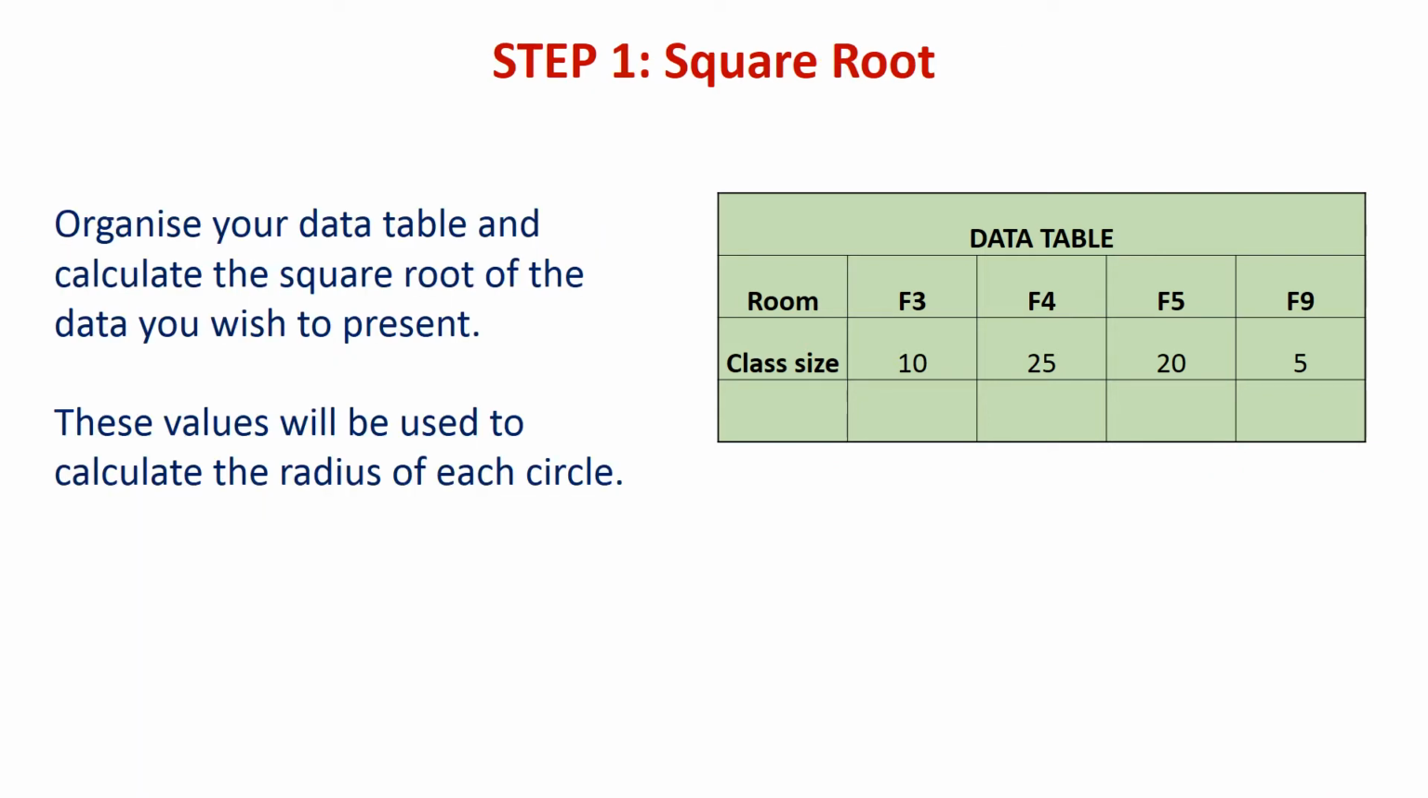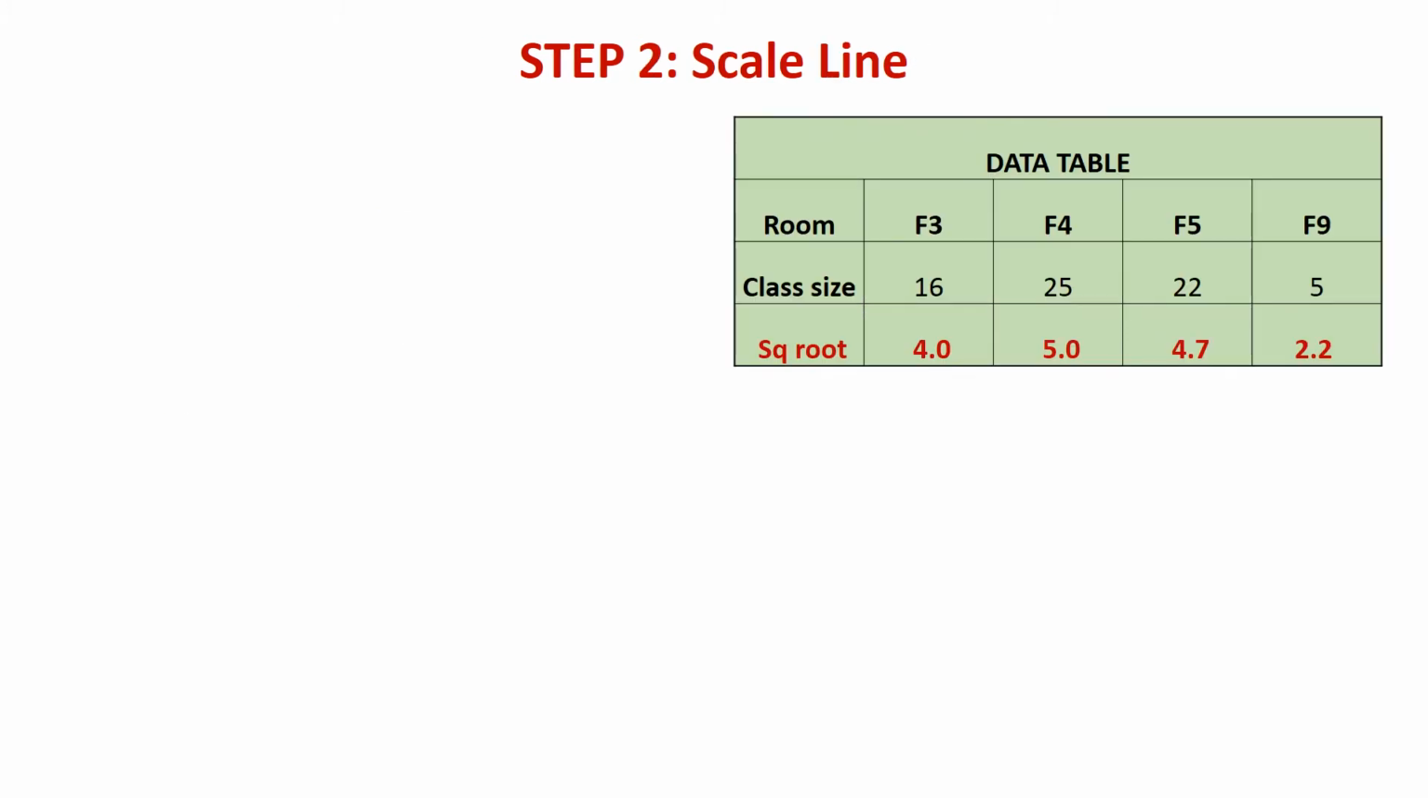Step 1. Firstly, organise your table. And because we're using data that is going to be proportionate to the size of the circle, and the area of the circle is pi r squared, this means that we've actually got to square root the values of our results to be able to find the radius. In this case, you can see the results for our square root values are in the region of 2.2 to 5. This brings us up to step 2.